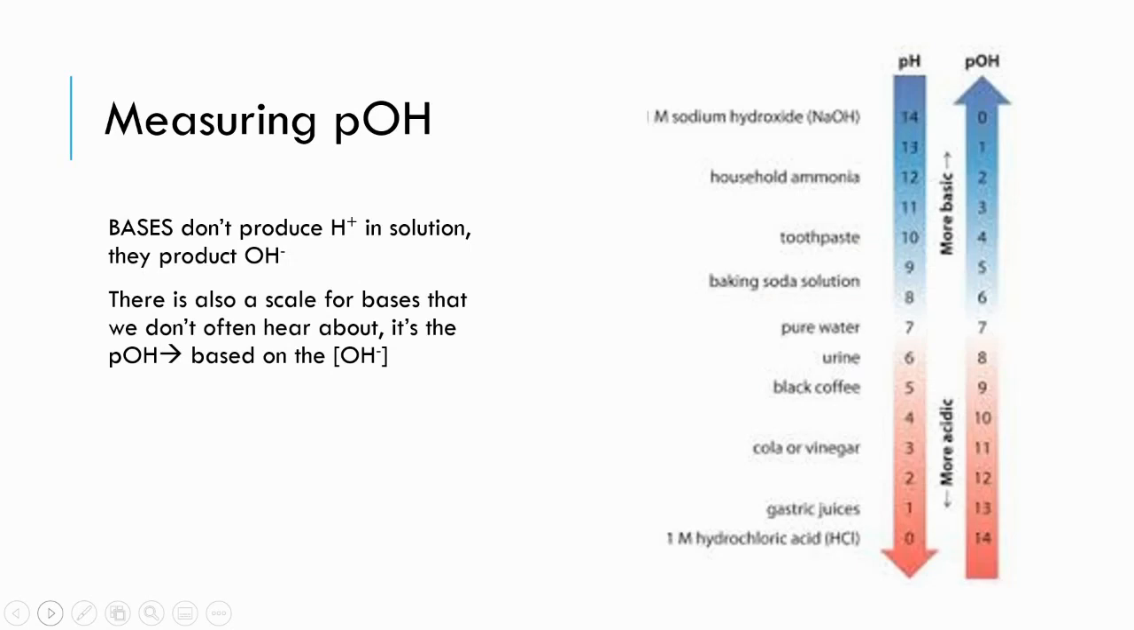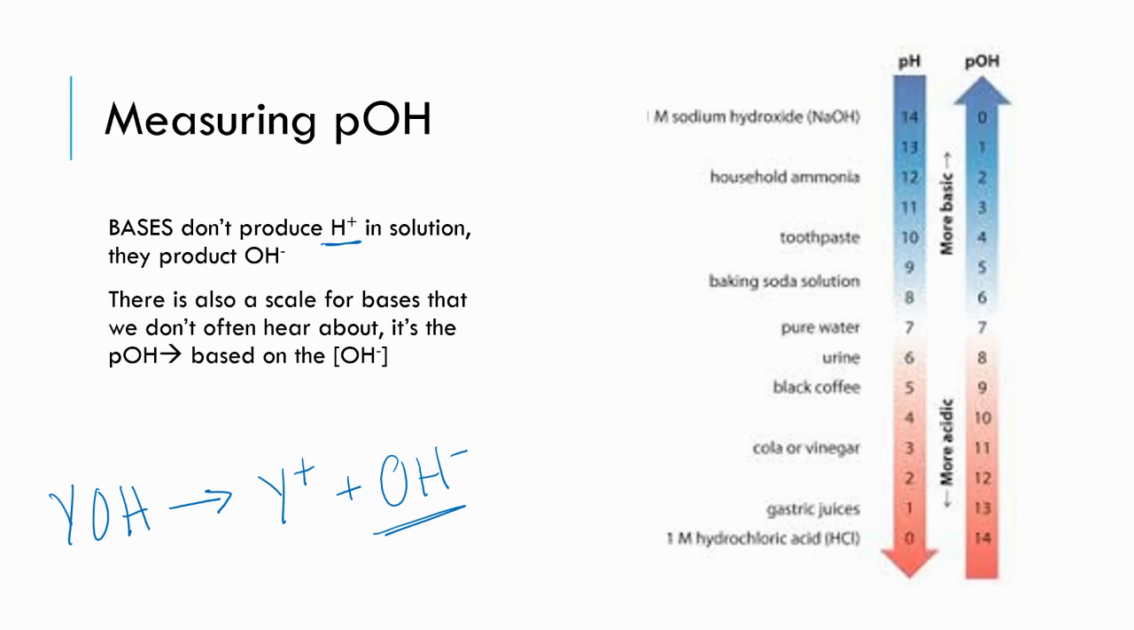pOH is something very similar. It's like pH's sister. However, because bases do not produce that H plus in solution, remember I could have something that's a base that ends in hydroxide, that would give us our positive Y ion there. That's generic, right? And our OH ion. So bases don't produce H plus, they produce OH minus. So they can't use the pH scale with the same ease that acids can.